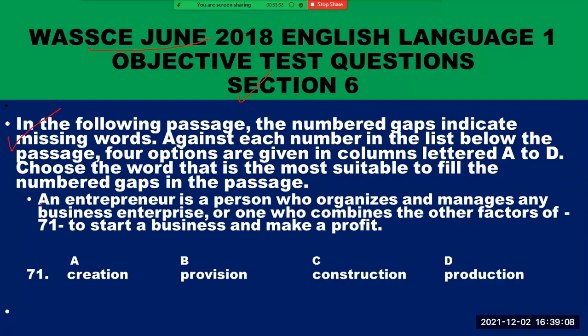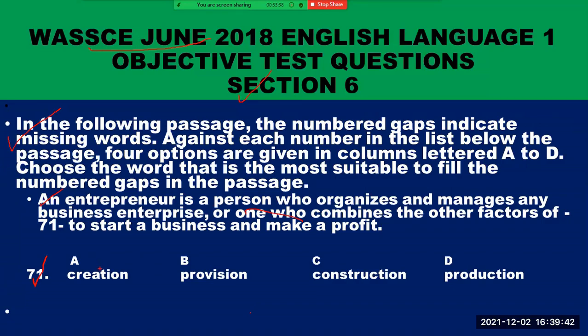An entrepreneur is a person who organizes and manages any business enterprise, or one who combines the other factors of dash, then again 71, to start a business and make a profit. Now look at the question we have here is the same question that started section 6, 2020, section 6, 2019, and that is question number 71.